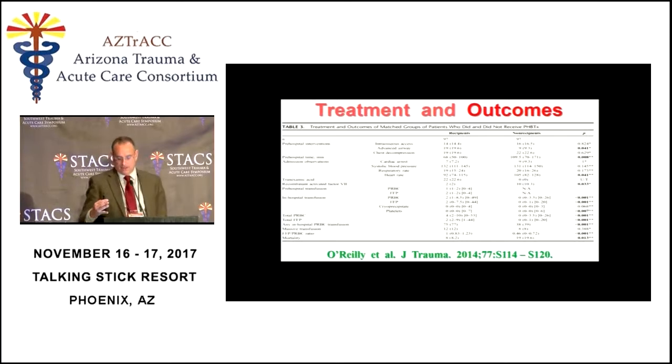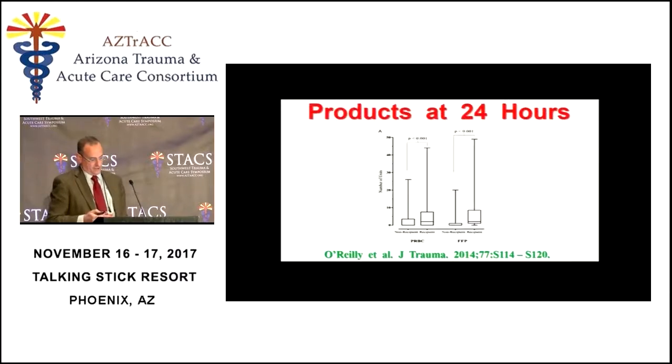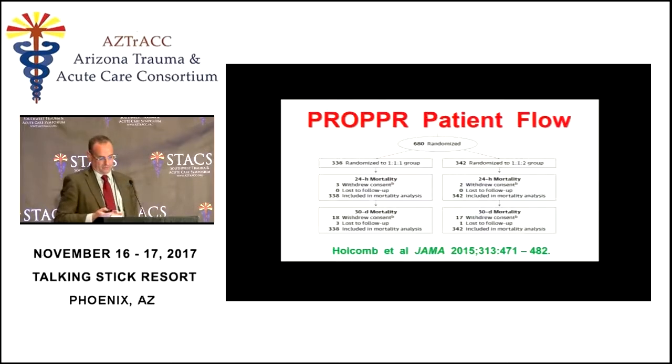Bottom line is, if you received blood in the field as an injured warfighter, your mortality was 8% versus 20% if you did not. 2 studies, 1 civilian, 1 military, both showing improved survival if you get blood in the field. Okay? If you got blood in the field, you're also more likely to get more blood products at 24 hours, both for red cells and for plasma.